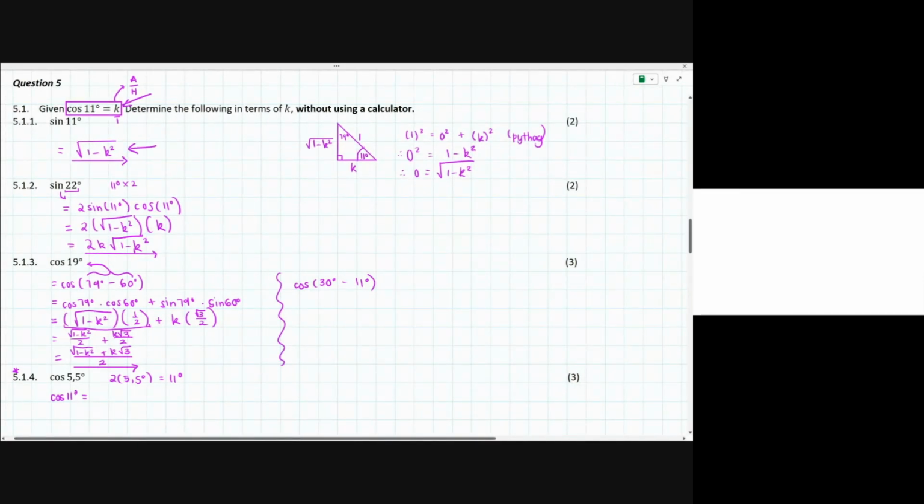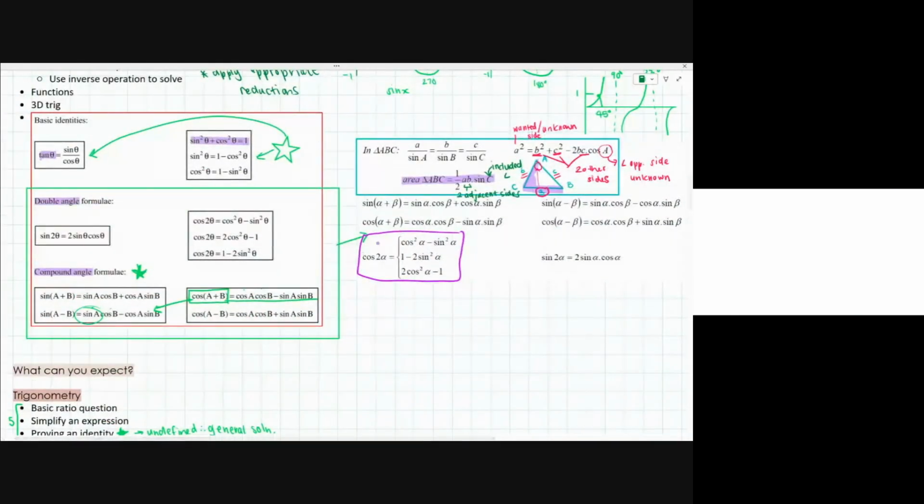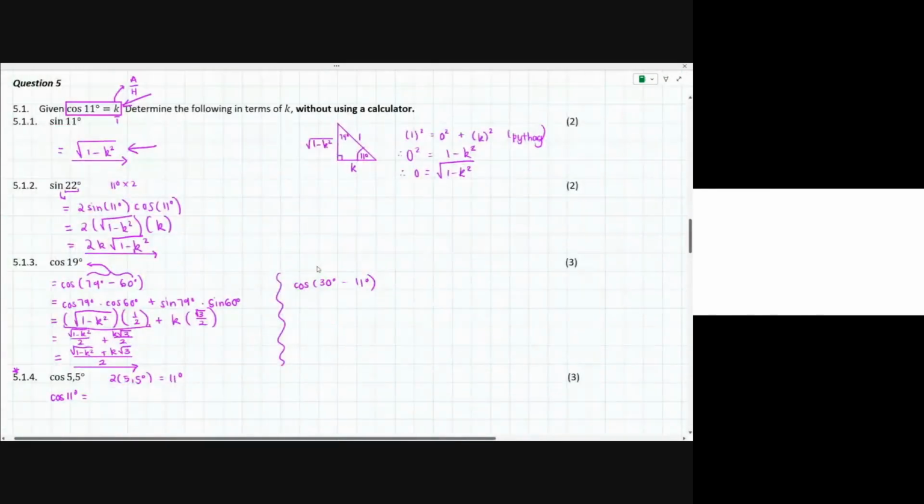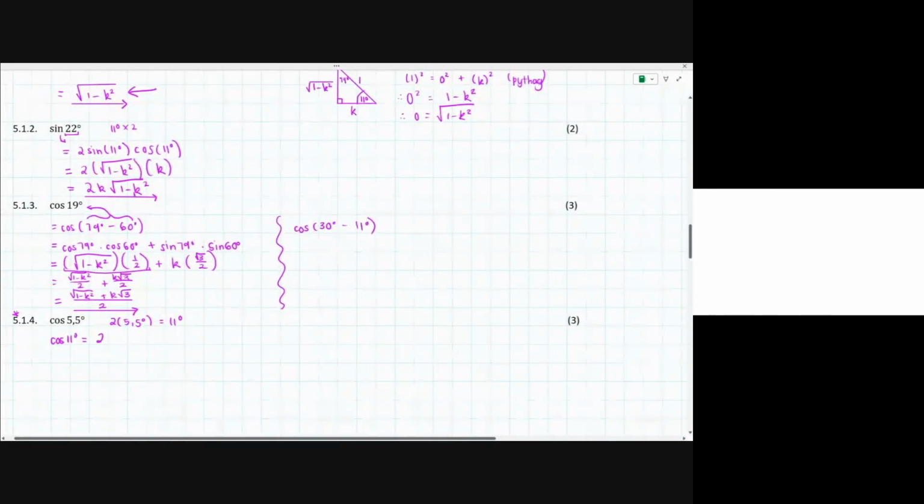Of those two, cos is definitely the easier ratio, k versus square root of 1 minus k squared. So I'm going to pick the cos double angle ratio that just deals with cos. Let me be clear, you can pick any of them, it'll be absolutely fine, but make your lives easier. So we could expand this to be 2 cos squared of 5.5 degrees minus 1.